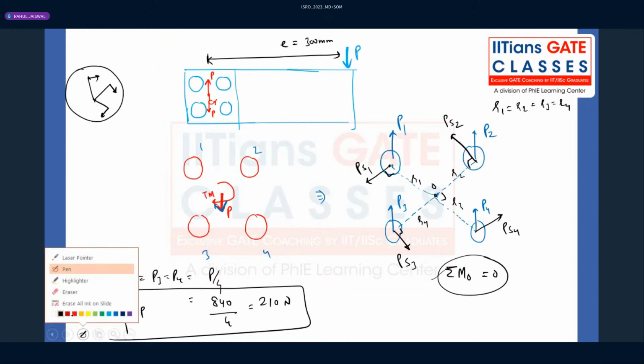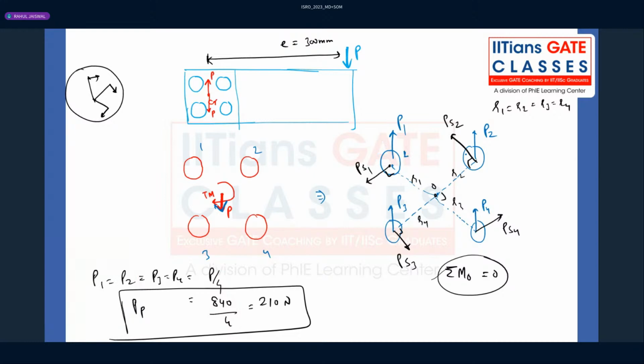Once you have the values of the secondary force and the primary force, now tell me the worst loaded rivets. What will be the worst loaded bolts or rivets out of 1, 2, 3, 4? If you want to determine the worst load, it means where the maximum load is acting. Whenever two forces are acting at any point, by the parallelogram law, we can calculate the resultant force using this formula: square root of PP1 square plus PS1 square plus 2 PP1 PS1 cos theta.